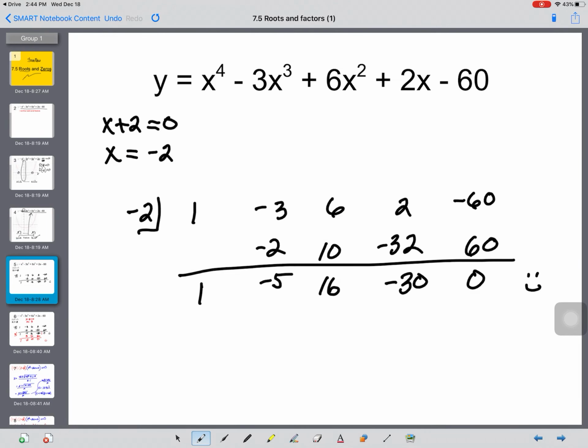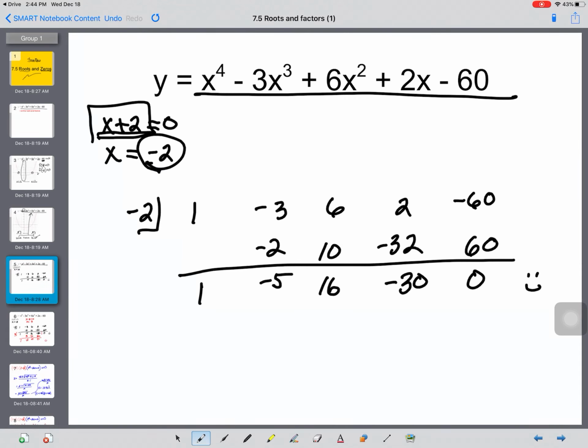So I'm going to take this polynomial and I'm going to divide first by the x plus 2 factor. Now I'm going to use synthetic division. So if x plus 2 is a factor, that means x equals negative 2 is the 0, and it's the 0 that goes in this spot. So bring down the 1, the negative 3, 6, 2, negative 60, and I did the synthetic division.